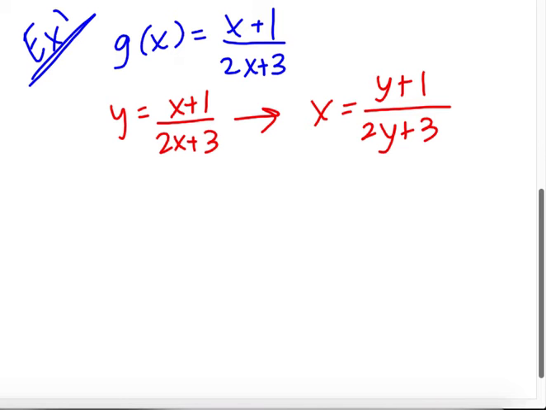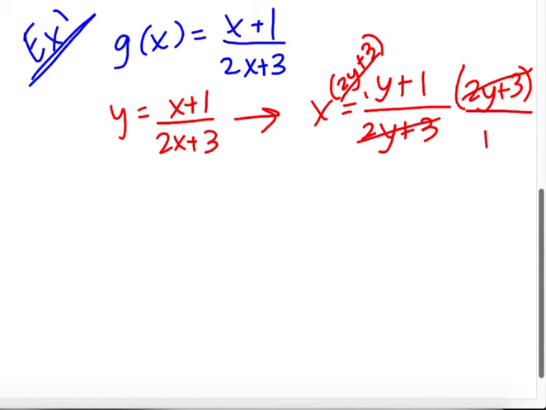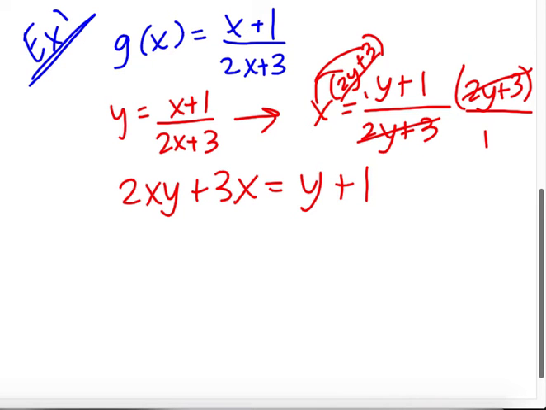So I'm going to get this out of the denominator by multiplying both sides by 2y plus 3 over 1, and multiply this side by 2y plus 3 over 1. So my 2y plus 3's will cancel right there. That way I got it out of my denominator. And I would have to distribute my x here. So I would have 2xy plus 3x equals y plus 1.